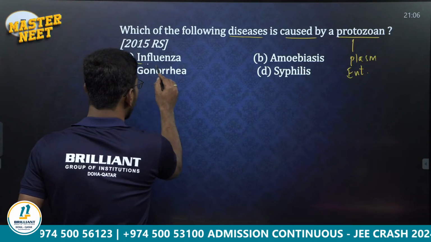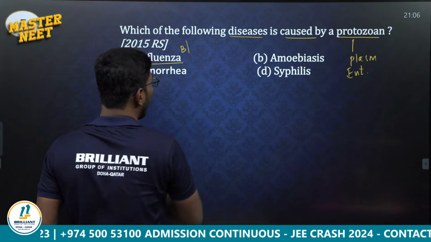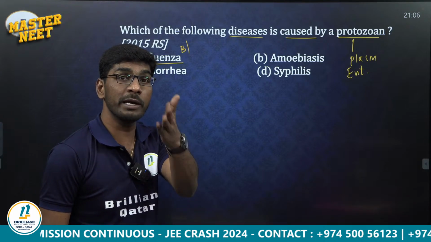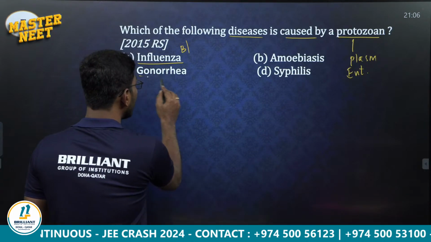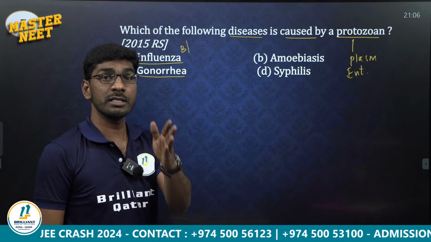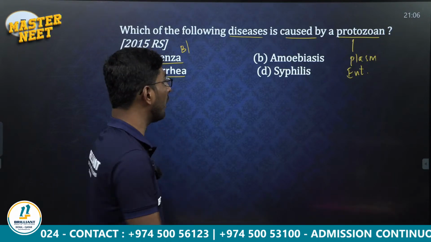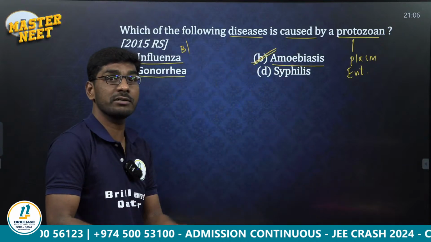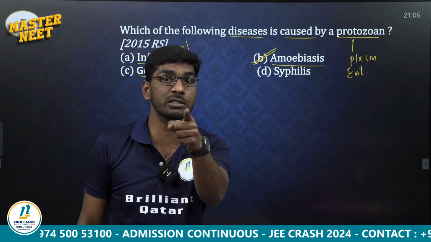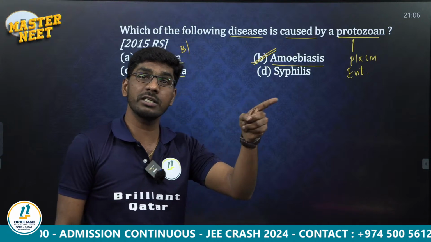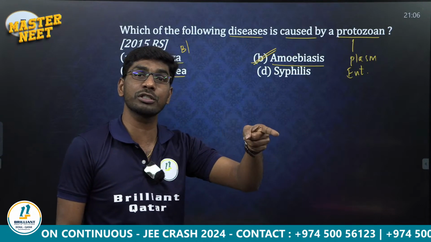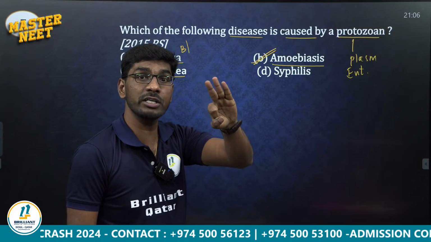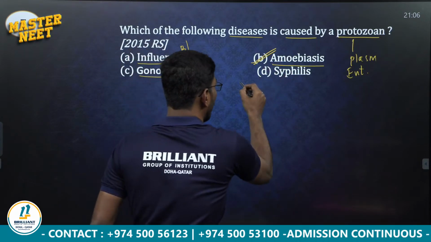Now influenza is caused by what? Bacteria, called Streptococcus pneumoniae and Haemophilus influenzae. Gonorrhea is caused by a bacterium, Neisseria gonorrhoeae. And amoebiosis, yes, is a protozoan disease, amoebic dysentery. Remember, this academic year there is a chance of an amoebiosis question. Last year there was a Plasmodium question only. So this time typhoid, amoebiosis, ascariasis and pneumonia have high chances. So the answer is option B.